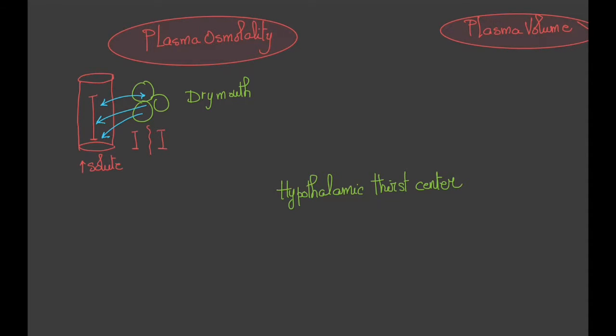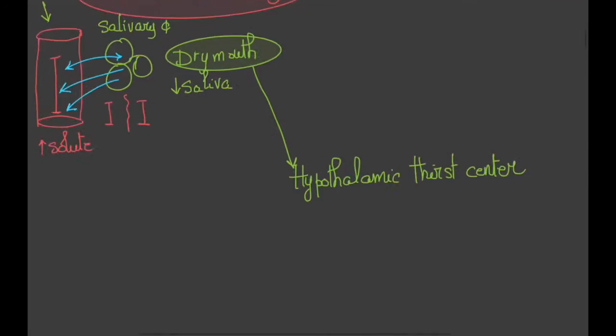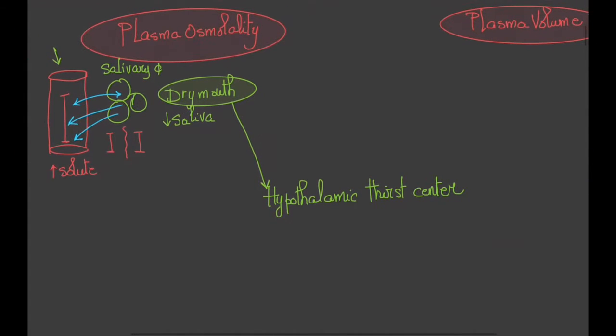Why you're not able to produce saliva? Let's say this is my salivary gland cells. Where do I get normally the fluid in the saliva that I'm releasing? It's coming from my blood. So if my blood osmolarity did increase, this will reduce the ability of the salivary gland cells to produce the saliva, and if I have a reduction in the production of the saliva, this will cause dry mouth. Dry mouth is going to be a very important factor that will be responsible to activate the hypothalamic thirst center.